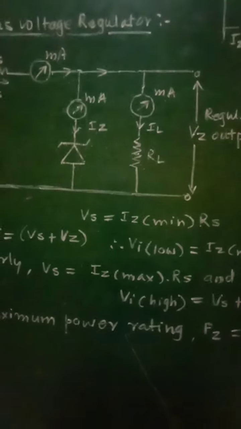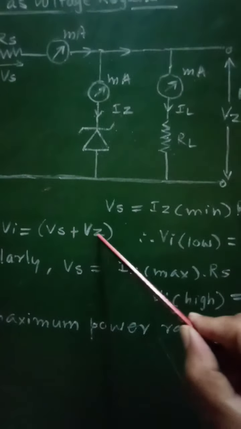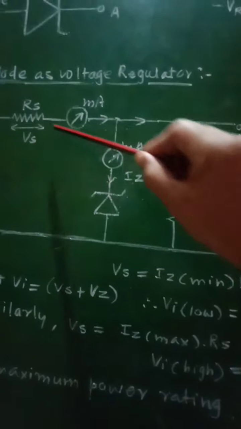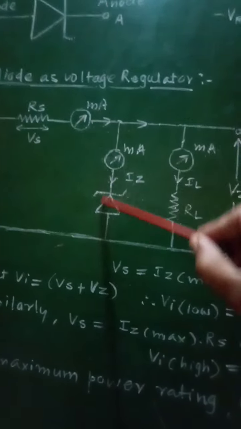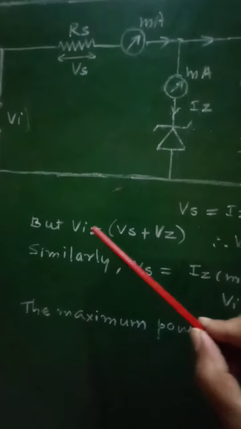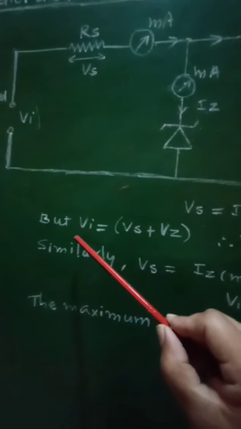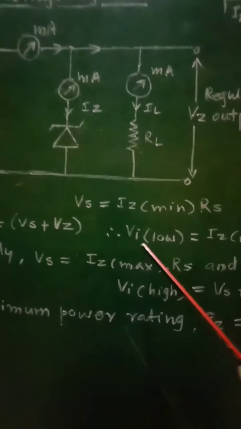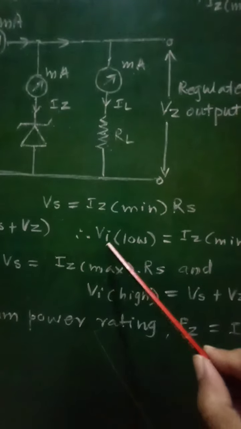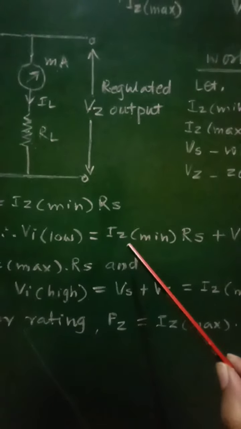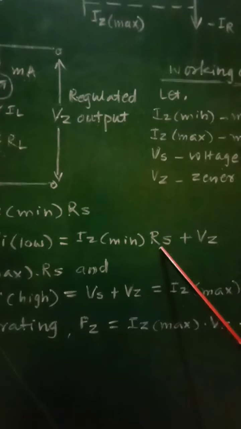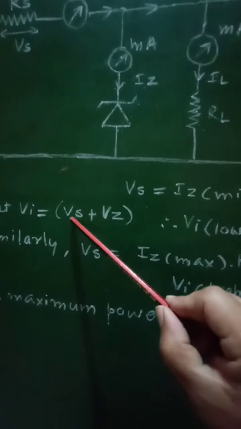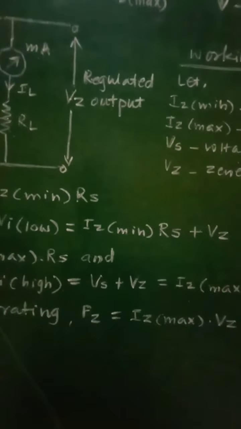But Vi is equal to Vs plus Vz, as these two are connected in series. Therefore, we can write the low value of input voltage, Vi low, will be equal to Iz minimum into Rs, which is the value of Vs, plus Vz.